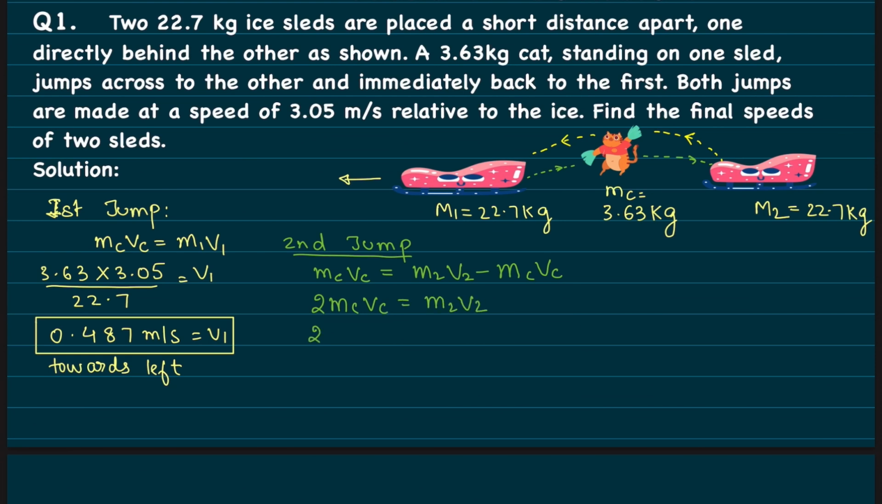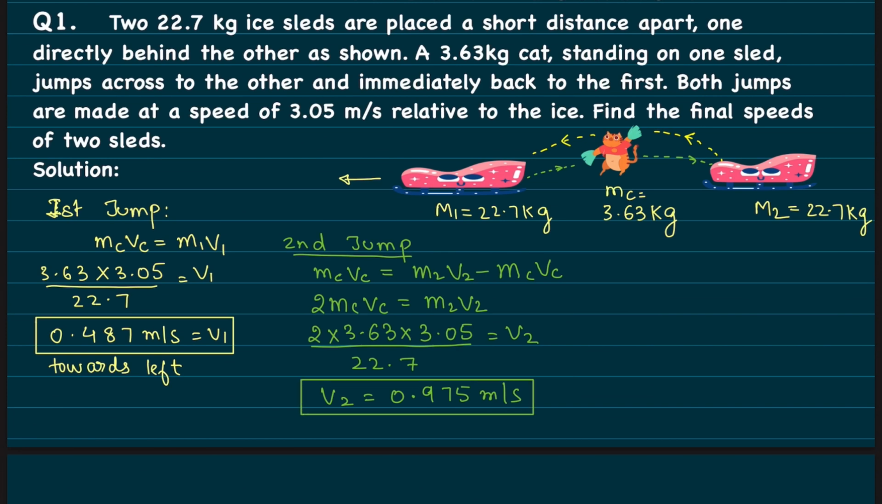Let's plug in the values. What's the mass of the cat? The mass of the cat is 3.63 and the speed of the cat is again 3.05, divided by the mass of the sled, 22.7. This is our v2. So after calculations you can get v2 equal to 0.975 meters per second. This is the speed of the sled toward the right. Okay, this is v2, and this is our v1, right?